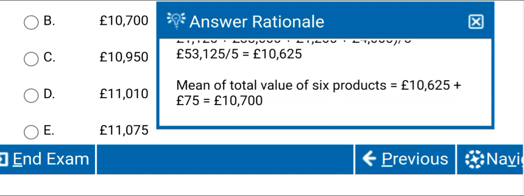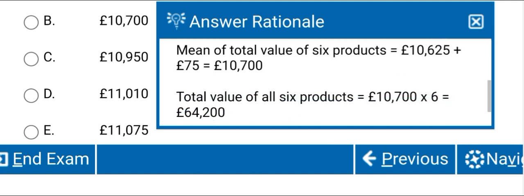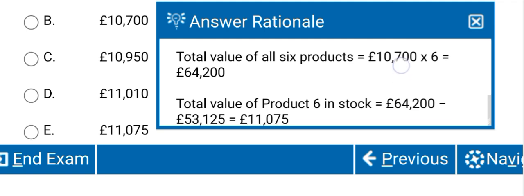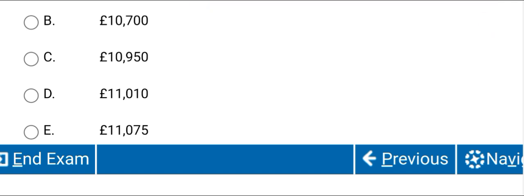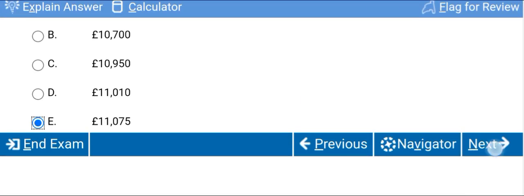Mean of the total value of 6 products equals 10,625 plus 75 equals 10,700. So the total value of all 6 products equals 64,200 pounds. Total value of product 6 in stock is equal to 11,075. That's why option E is the correct option.